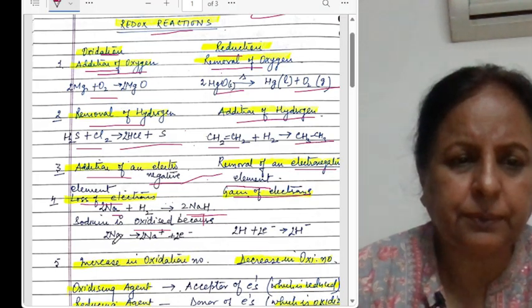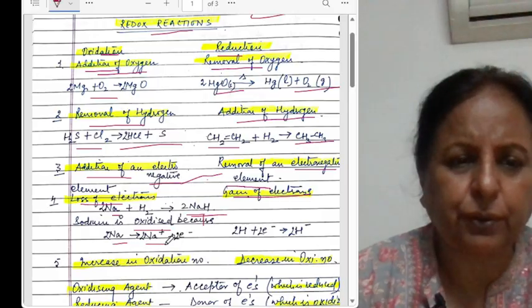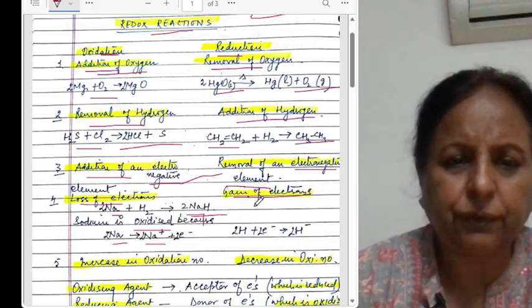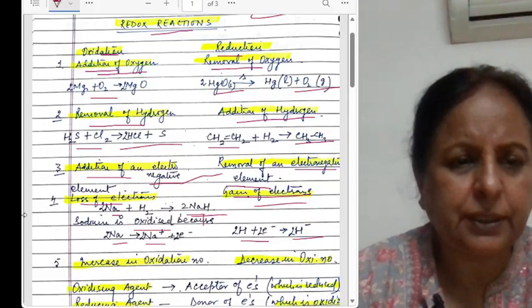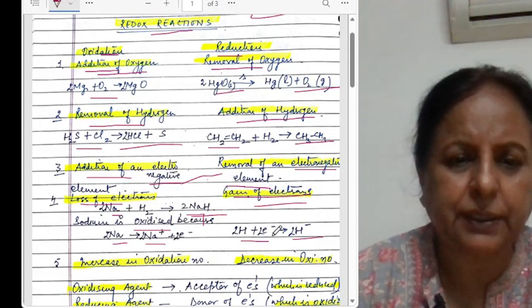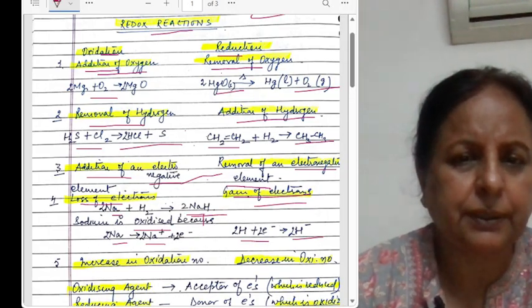So sodium is losing one electron and forming sodium plus. So it is loss of electrons. And for gain of electrons, hydrogen is gaining an electron and forming H minus. So this reaction is a redox reaction because here there is loss of electrons as well as gain of electrons.